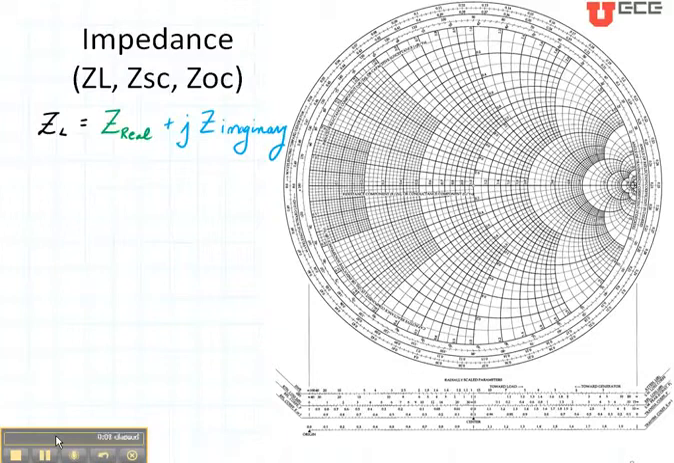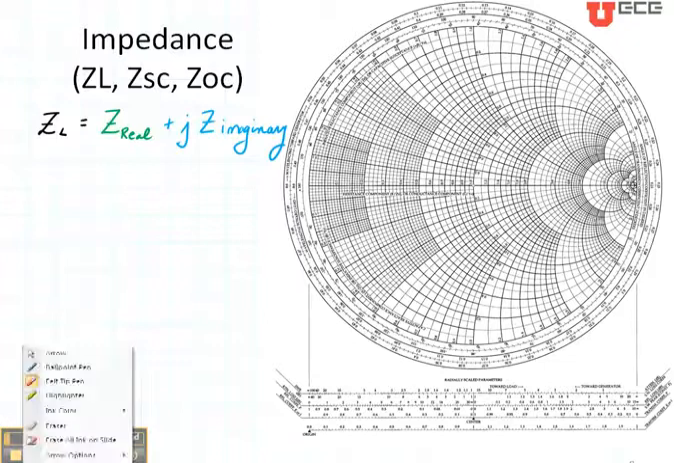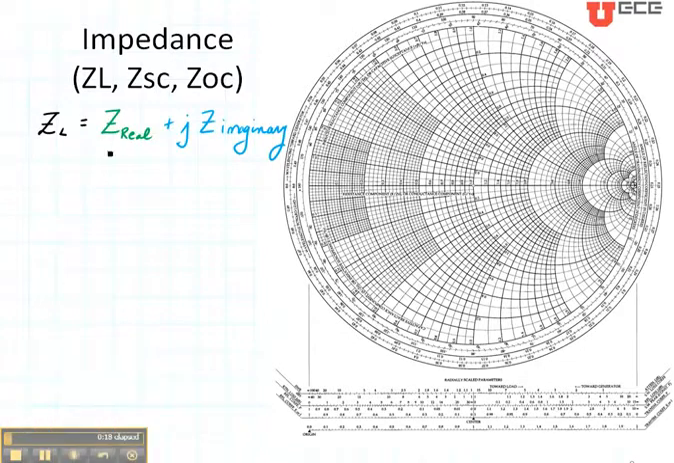The Smith chart can also be used for calculating or plotting impedance. Let's suppose, for instance, we want to plot a load that has a real and an imaginary impedance. The first thing that we do is we normalize all of our values by Z0. So we take our value right here and we're going to plot the real part divided by Z0 and the imaginary part divided by Z0.